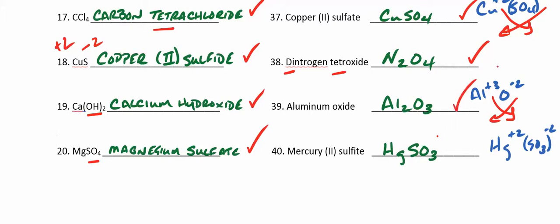So that's that. And finally, mercury 2 sulfide. Mercury has multiple oxidation numbers. This time, though, the charge is +2. I know from the name it's +2. Sulfide is S -2. When I do the switch, just like that, we get HgS. That's mercury 2 sulfide.